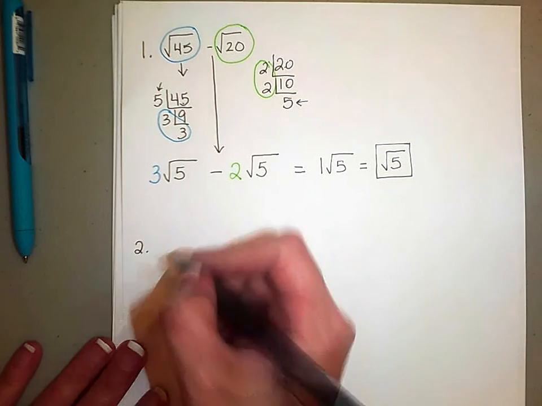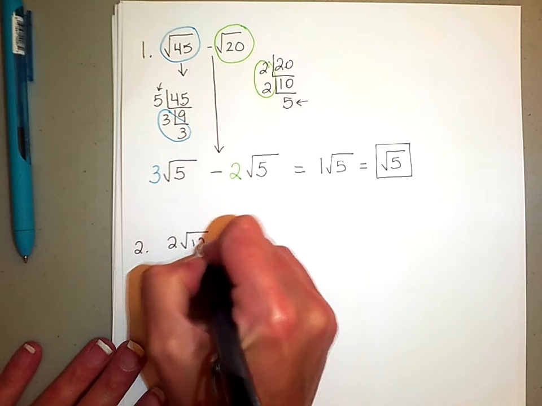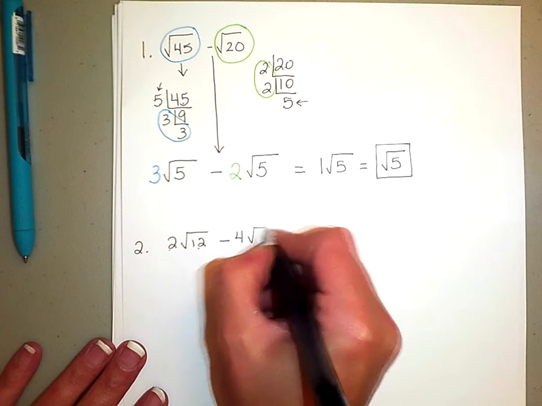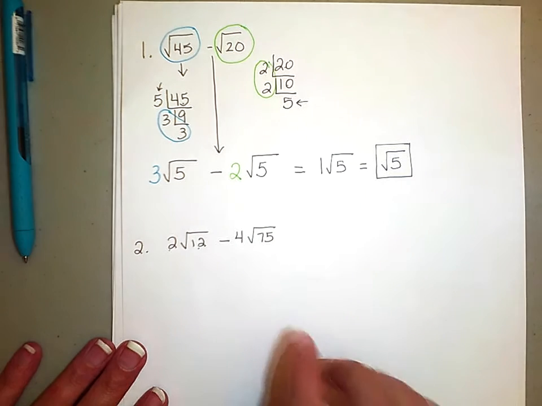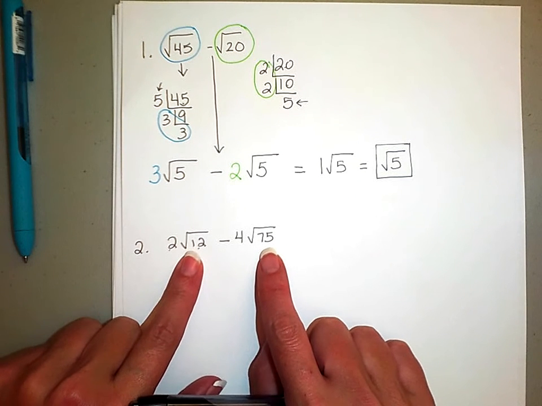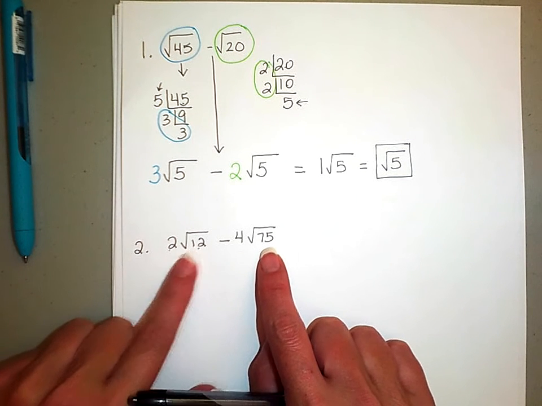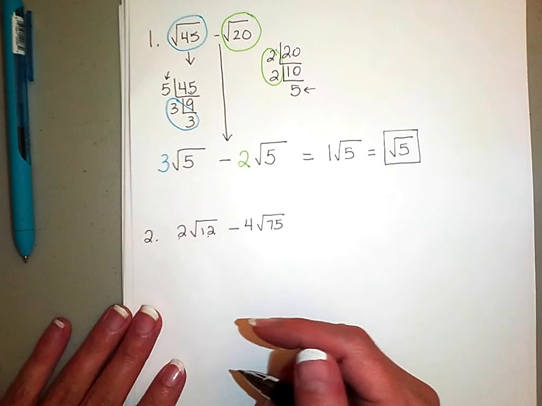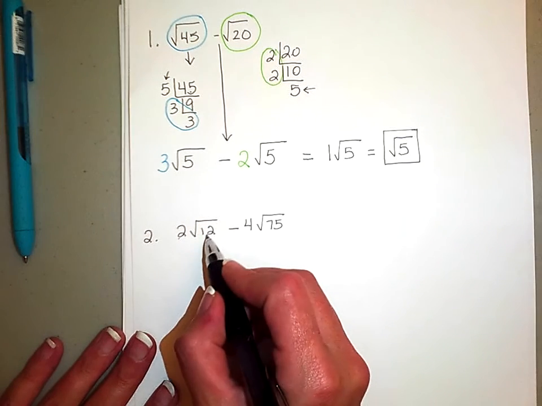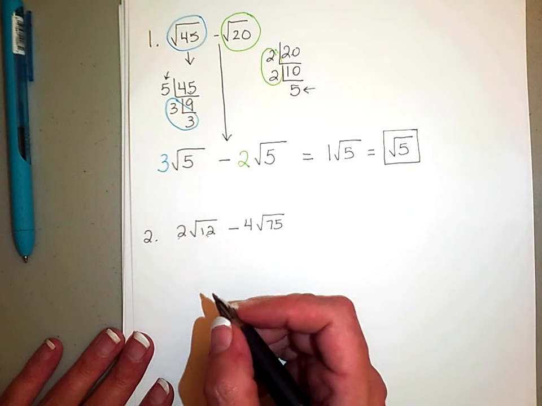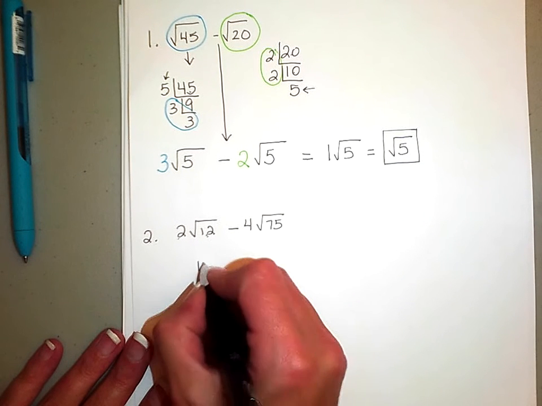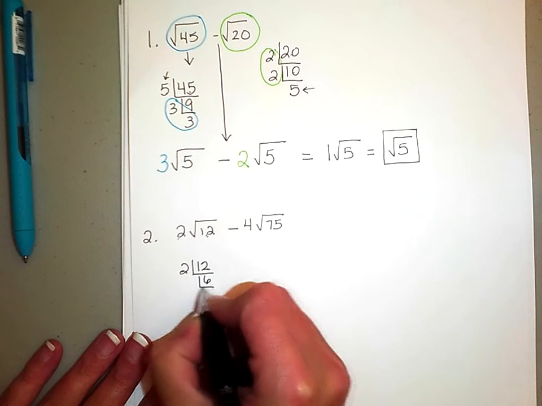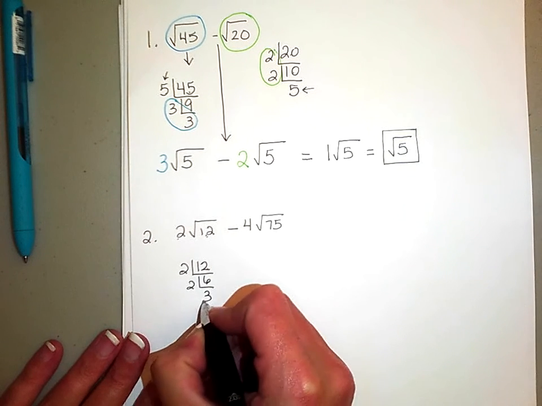Number 2. We have 2 square roots of 12, so 2 times the square root of 12 minus 4 times the square root of 75. Again, we do not have like radicals, but we have these additional multipliers here. So let's first take the square root of 12. We know the prime factorization, 2 goes into 12 6 times, and 2 goes into 6 3 times.